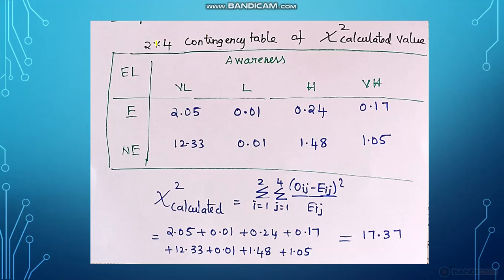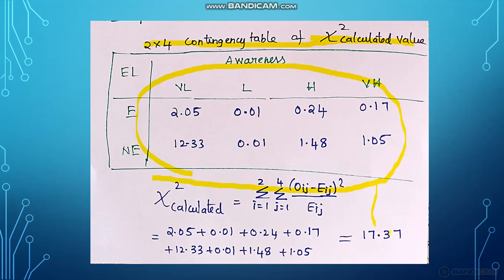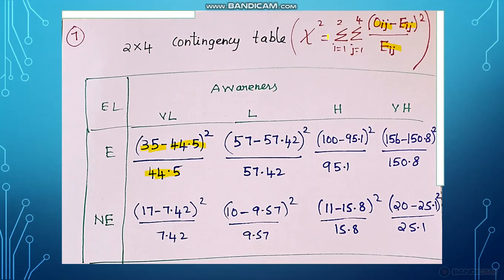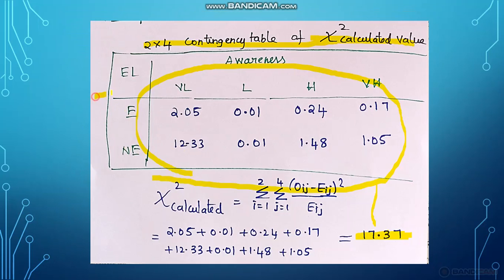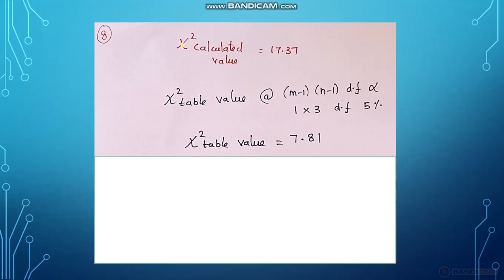If you do like this, you will get a table like this. This is the 2 into 4 table of chi-square calculated values. Based on this formula, you get these table values, and if you sum all these values, you will get 17.37. So the chi-square calculated value is 17.37, and then you want the table value.